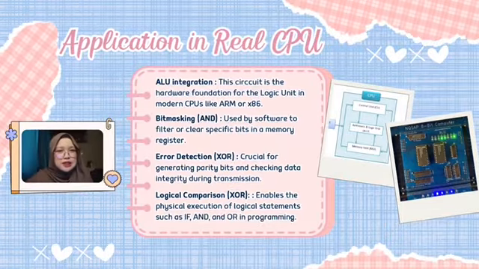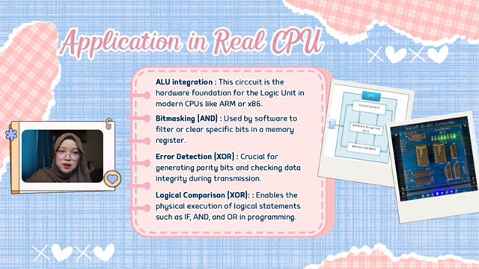Now, where do we actually use this circuit? It is not just theory, it is a critical component in the real world. Firstly, ALU integration. This specific circuit is the hardware foundation inside the arithmetic logic unit of modern CPUs, such as ARM or x86 processors found in your phones and laptops. Secondly, bit masking. We use the AND gate logic for bit masking. This allows software to filter out or clear specific bits in memory, which is essential for network configuration.